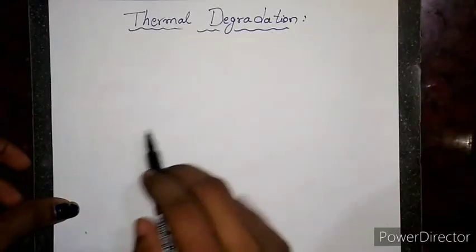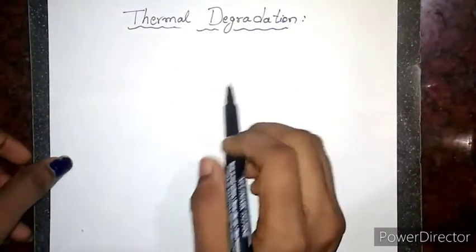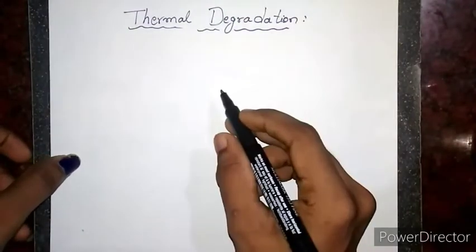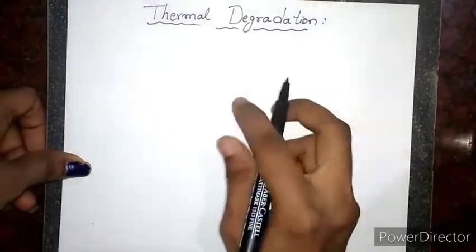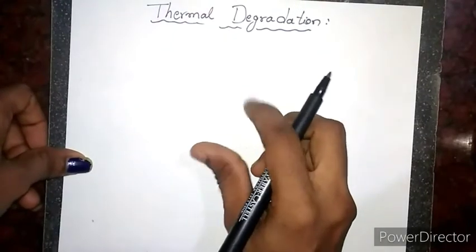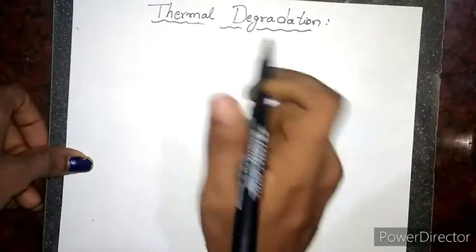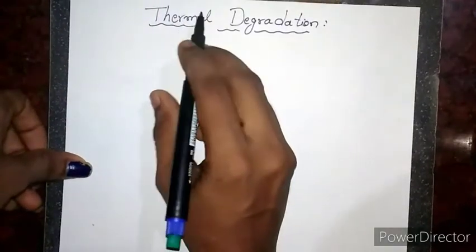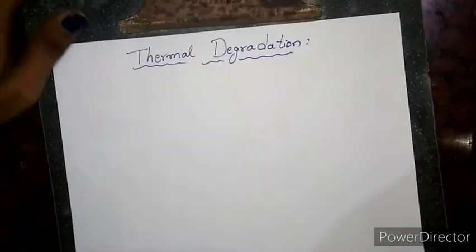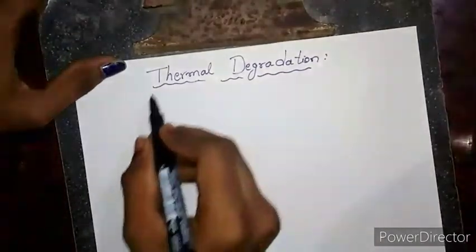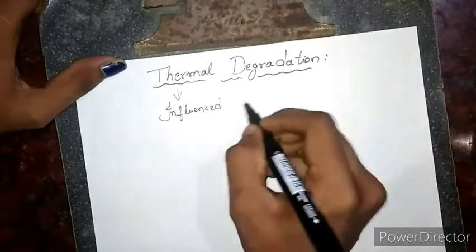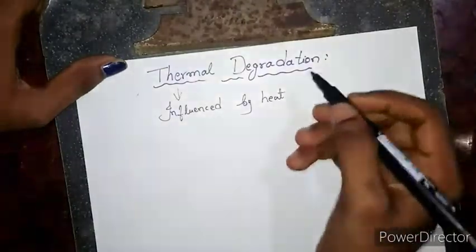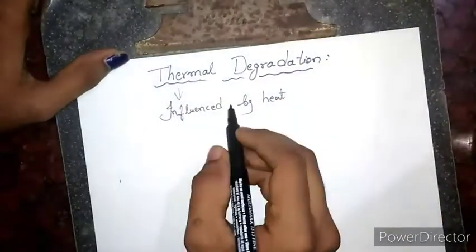In this video, I'll be explaining thermal degradation, which is one of the types of polymer degradation. In the last video, we started polymer degradation and studied the introduction and the mechanism by which a polymer can undergo degradation. Now in this class we will be studying thermal degradation. Remember, thermal degradation is influenced by heat. Thermal degradation means the degradation of the polymer that is influenced by heat.